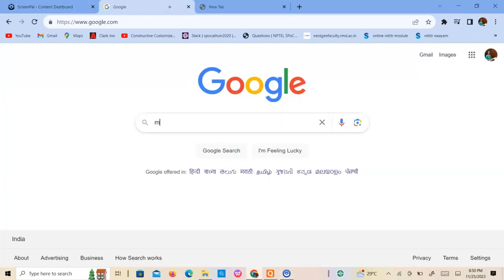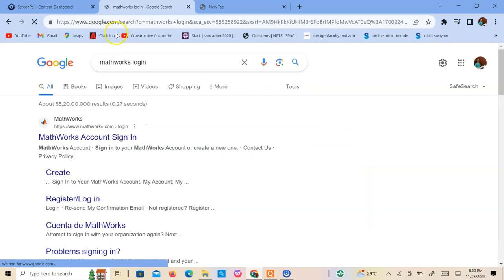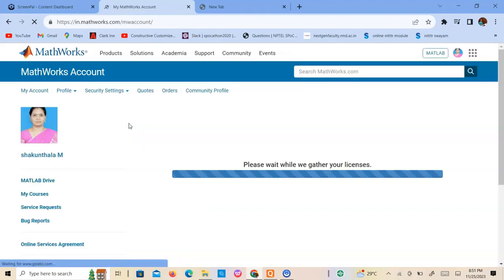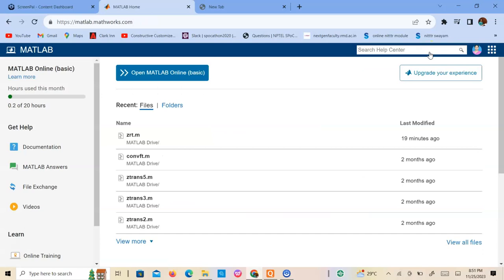In Google you just search MathWorks. It will give the link mathworks.com. Just sign in. I have already created the account. If you are using this for the first time, you just sign up and then come. Here you have MATLAB, so you can click it. So we can open MATLAB Online basic.